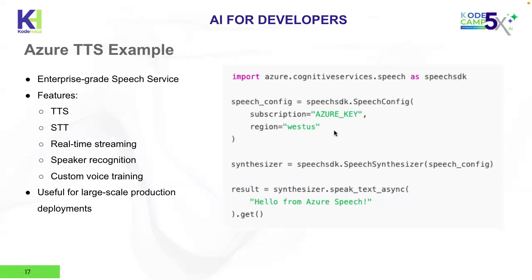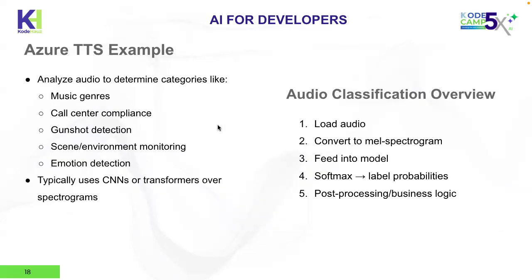So this is an example of the code that you would use for Azure speech. You have Azure Cognitive Service speech, right? And then you configure it, specify which API key and region, and then you just call the synthesizer and ask the synthesizer to speak text asynchronously. And when it's done, you get that, and that's the result. So that's also a very simple way to do that.